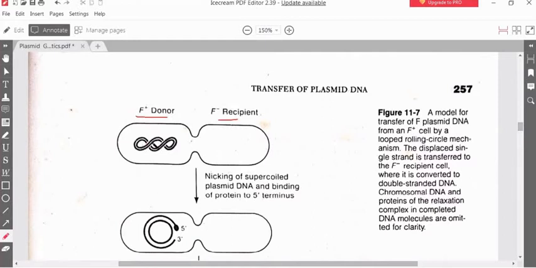F stands for fertility factor. So the F stands for fertility factor. So if a bacteria has that fertility factor, or the F plasmid, it is known as the F plus bacteria or F plus donor, and if the bacteria lacks that plasmid, it is known as the F minus bacteria. So if I take one F plus bacteria and mix with another F minus bacteria, what will happen?